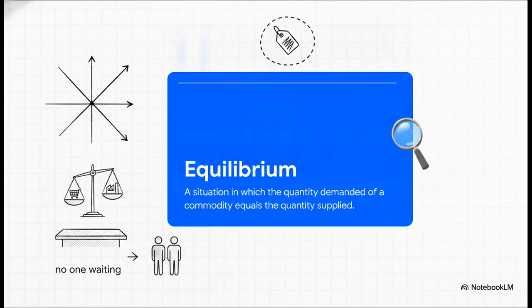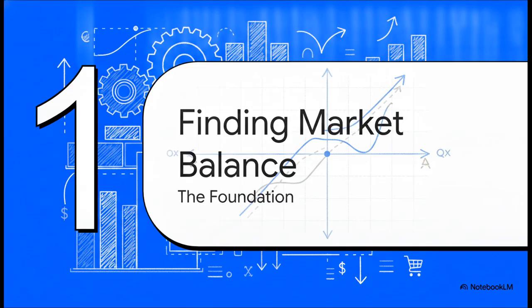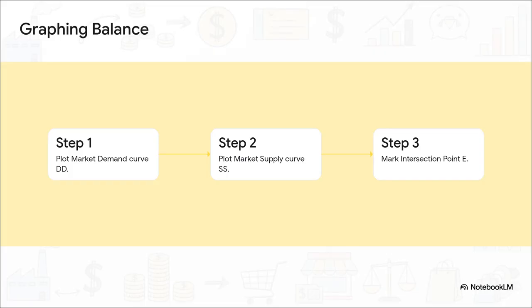So with that foundational vocabulary locked in, let's actually build the visual system that makes all of this super easy to see. Section 1. Finding market balance, the foundation. Okay, to see how this works, I want you to picture a blank graph in your mind. On the vertical y-axis, we're measuring price. On the horizontal x-axis, we're measuring quantity.